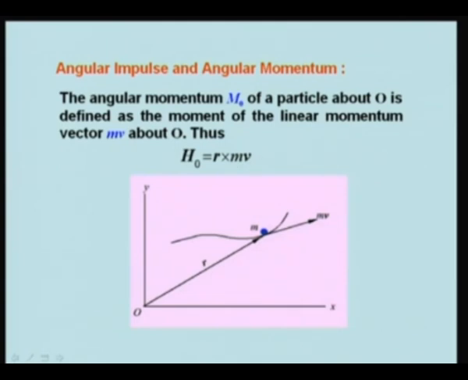This is a particle, it is having a linear momentum mv. Direction of the linear momentum is same as the direction of the velocity. Its position vector with respect to one fixed point O is given as R. Then we are defining the angular momentum about this point as R cross product mv. Now, the cross product of two vectors is also a vector. Therefore, the angular momentum is a vector. That is, angular momentum is also called moment of the linear momentum.